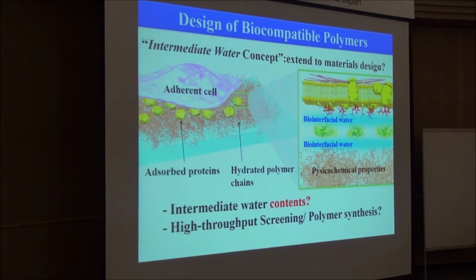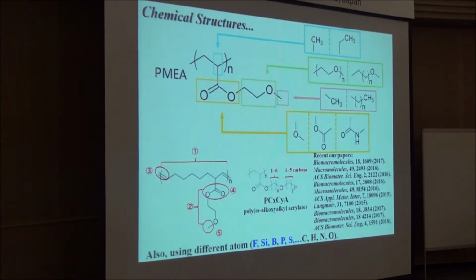And my question is how to design much more biocompatible polymers using this concept. Already done, and now in progress: intermediate water content and high-throughput screening. Is it possible? Yes. Polymer synthesis, yes. How to control the intermediate water content. This is a typical result, already published in many papers, in terms of chemical structure, of how to control the intermediate water amount as well as the content.